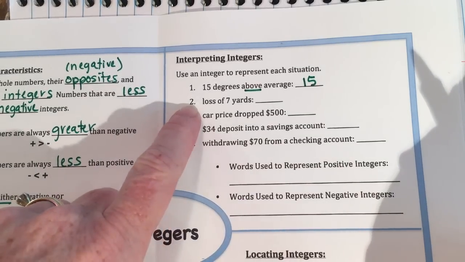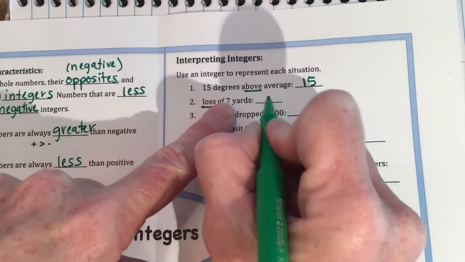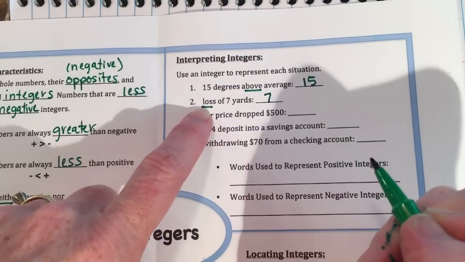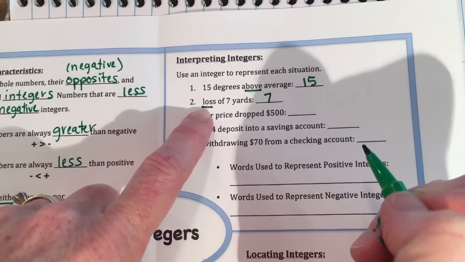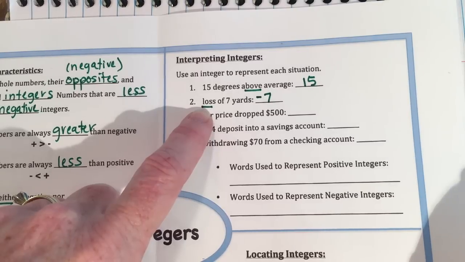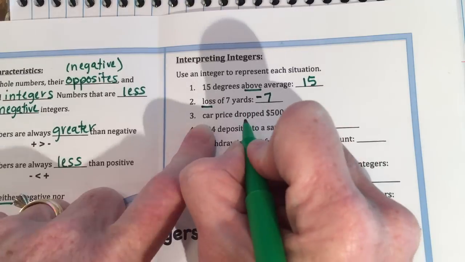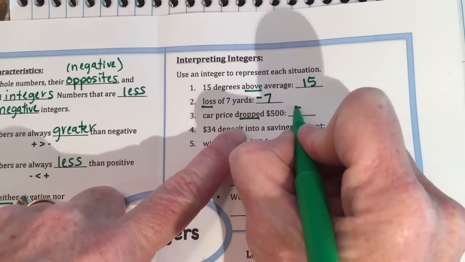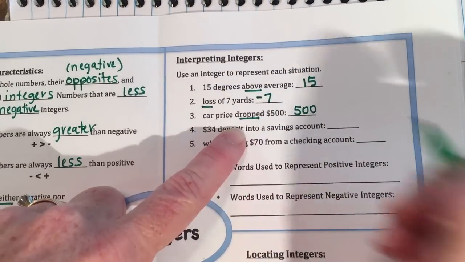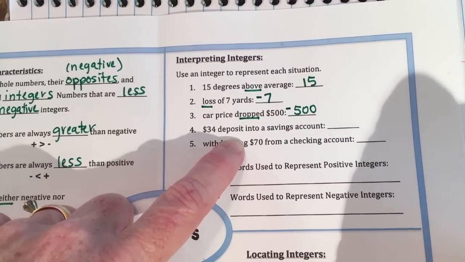All right, on number 2, it says a loss of 7 yards. So again, 7's your number, loss is your keyword. Do you think that means negative or positive? Well, losing something is a negative integer. All right, number 3, car price dropped $500. So what do you think, negative or positive? Negative.